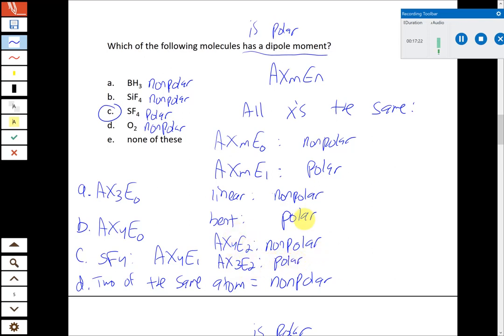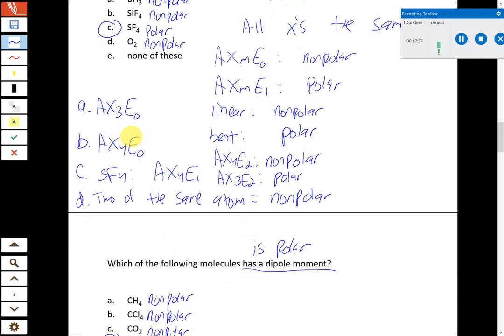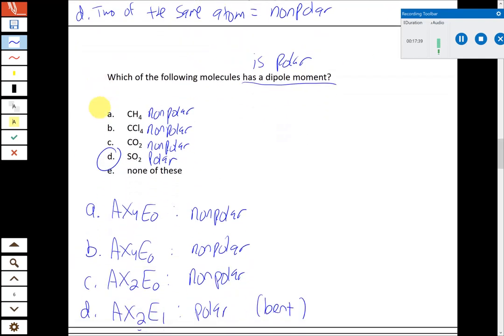So there's a couple that don't quite fit these easier patterns above, but the vast majority of structures fit: no lone pair is nonpolar, one lone pair polar, linear nonpolar, bent polar. Vast majority of things fit into those categories. Some of them fit into more than one of these categories, and you can make predictions that way. And so for most of the problems, that's all you really need.